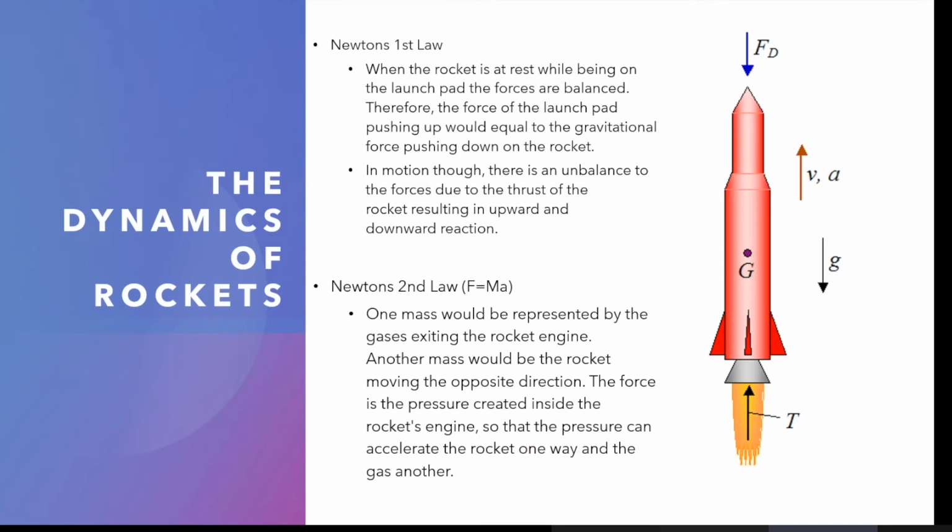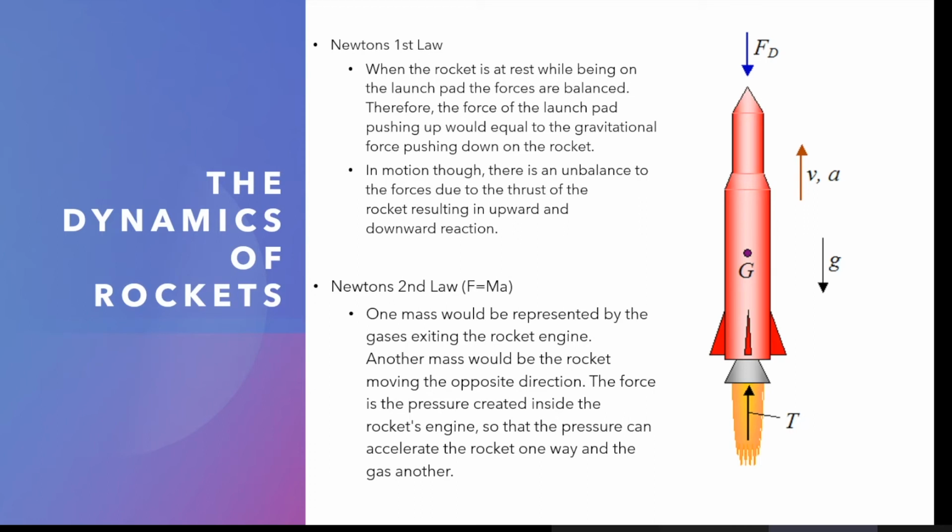So when the rocket is at rest while on the launch pad, the forces are balanced. Therefore, the force of the launch pad pushing up would equal the gravitational force pushing down on the rocket. In the motion, though, there is an unbalance of forces due to the thrust of the rocket, resulting in an upward and downward reaction. The second law of motion indicates that force is equal to mass times acceleration.